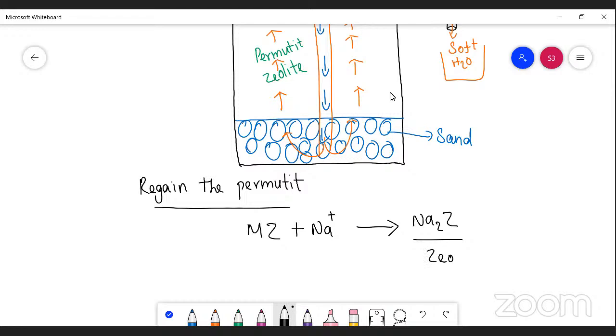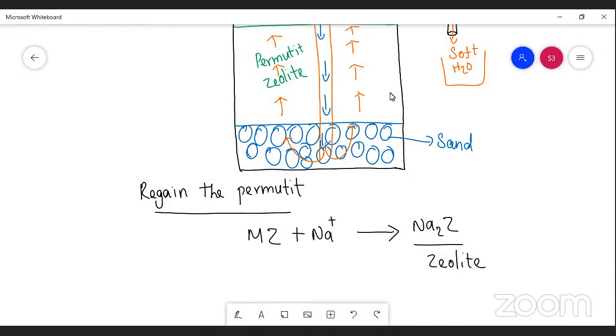So the zeolite is again regenerated by passing 10% NaCl.